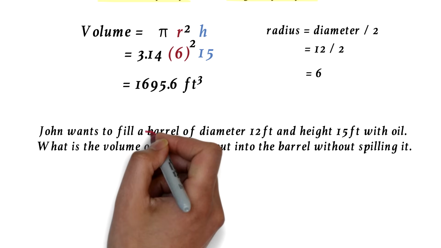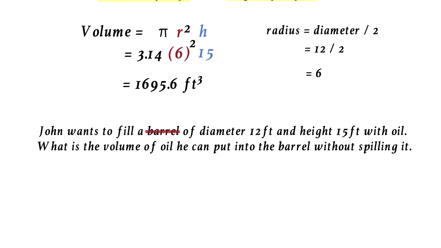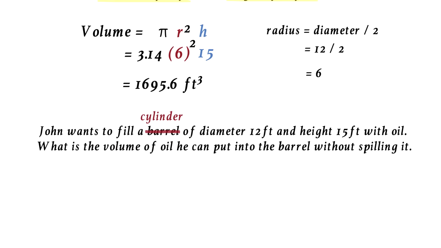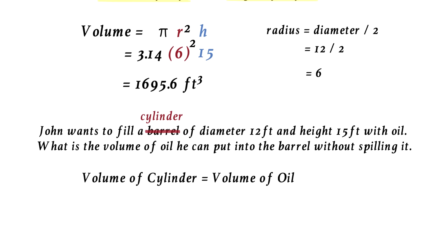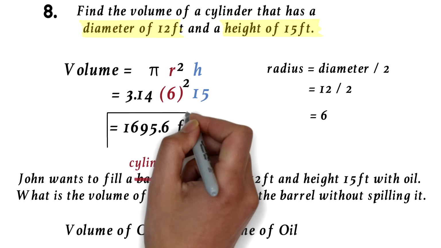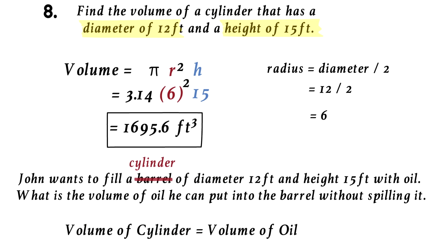First, you have to know that a barrel is a cylinder, so you can replace the word barrel with cylinder. Second, you have to know that the volume of the cylinder will be the same as the volume of the oil that will be put into it without spilling. Once you know these two things, you'll go through the exact same process to get the volume of the oil as 1695.6 feet cubed.